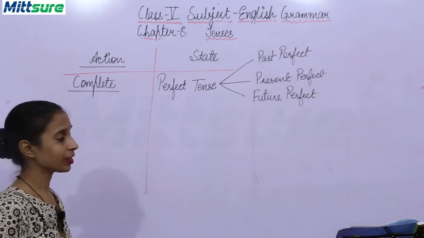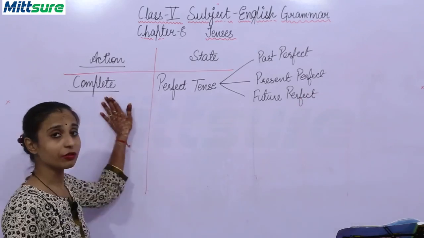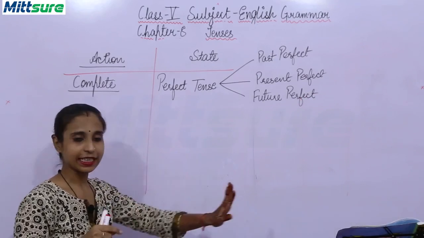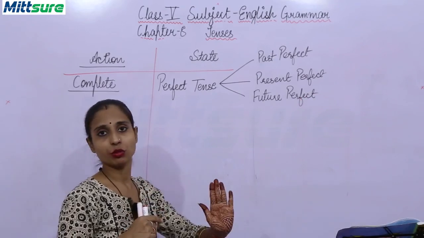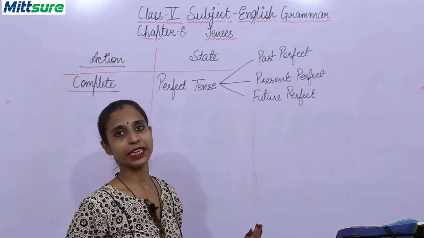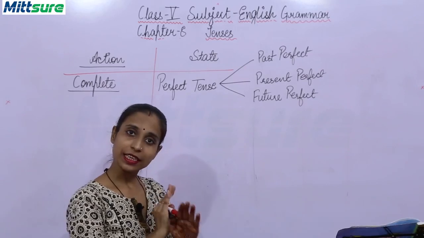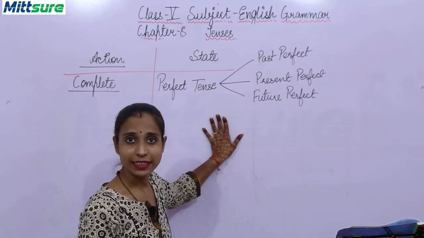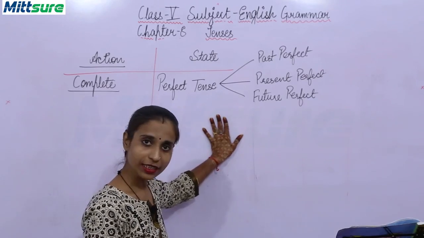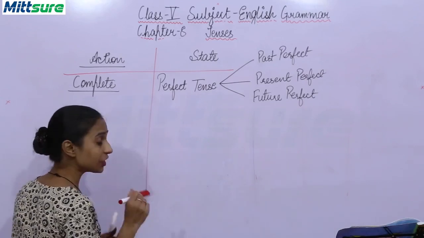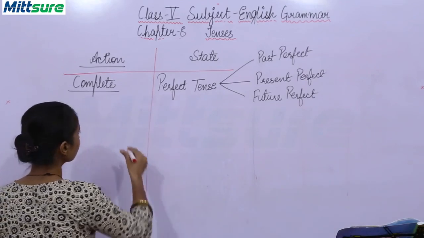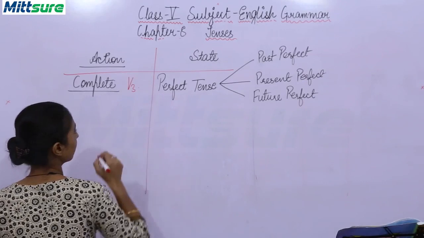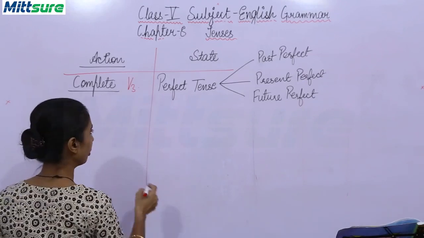Clear? So when, by reading a sentence, we come to know that the action is complete, then we can say we are using perfect tense. All right? And in perfect tense, which form of verb are we going to use? Verb in third form. I already told you that.